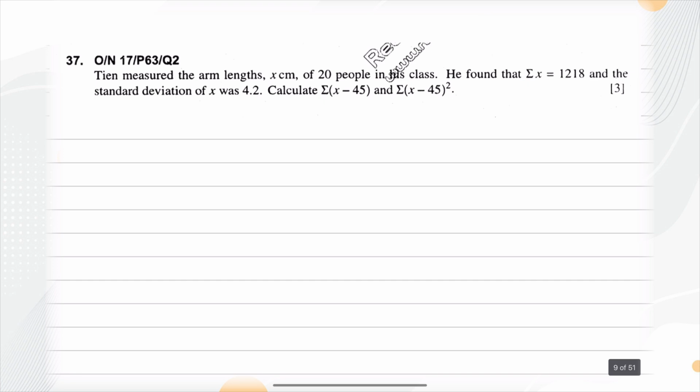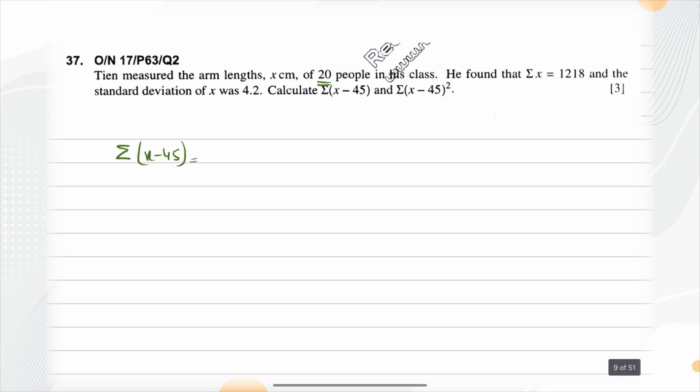So here's another question from October-November 2017, paper 6, variant 3. Let's see what it says. It says Tian, I hope I'm pronouncing it correctly, measured the arm lengths x centimeters of 20 people. Let's underline 20. He found that summation x equals 1 1 1 8 and the standard deviation. This question is different in the sense that you're given the standard deviation of x was 4.2. Calculate summation (x minus 45) and summation (x minus 45) whole squared. Now, first of all, let's understand the breakup of summation (x minus 45).